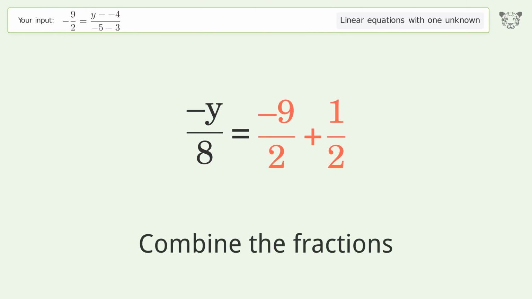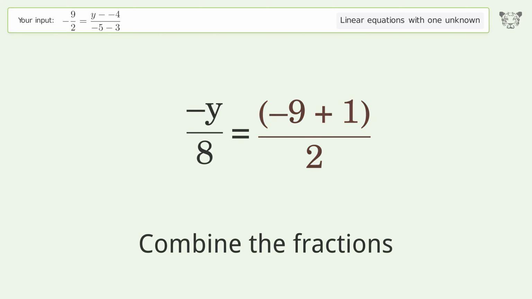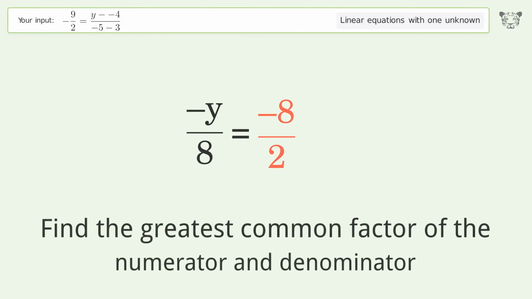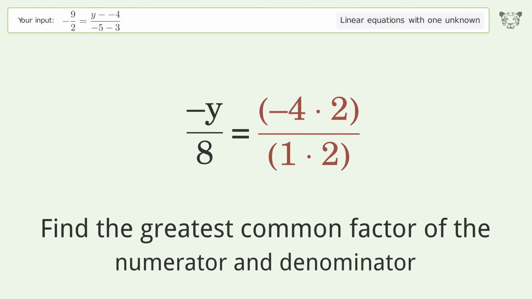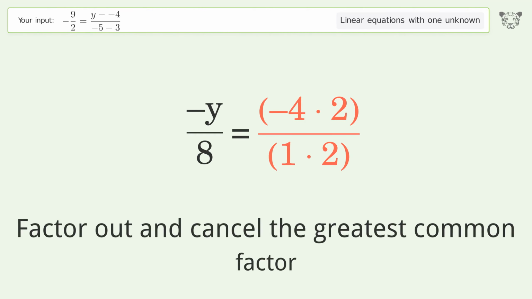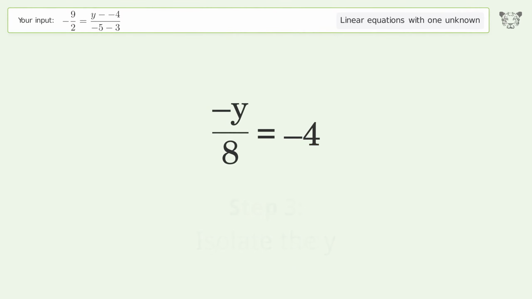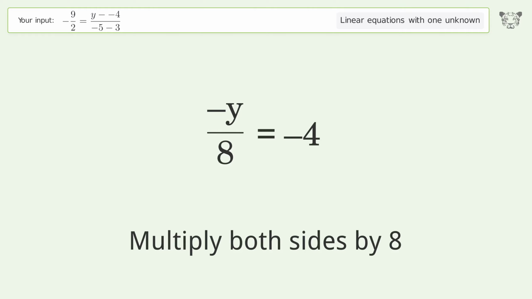Combine the fractions. Combine the numerators. Find the greatest common factor of the numerator and denominator. Factor out and cancel the greatest common factor. Isolate the y. Multiply both sides by 8.